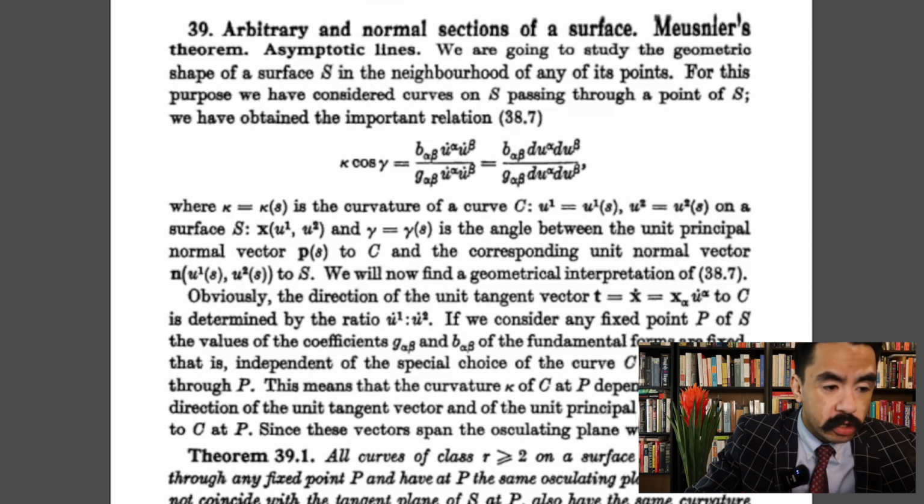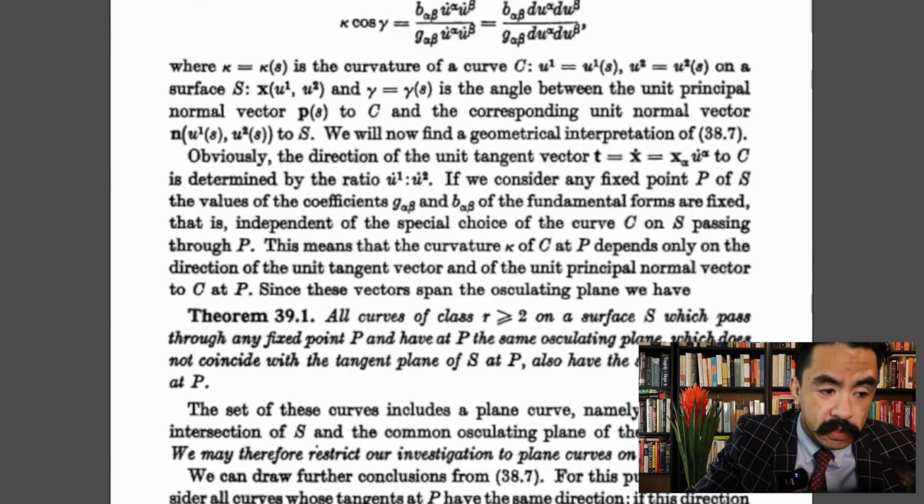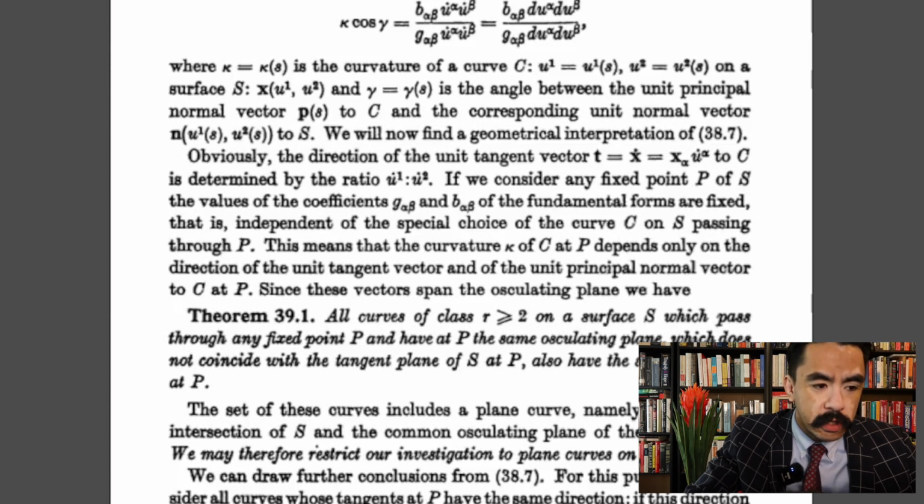We will now find a geometrical interpretation of this relation for kappa times cosine of gamma. Obviously, the direction of the unit tangent vector t equal to x dot, equal to x sub alpha times u alpha dot, to capital C is determined by the ratio of u1 dot to u2 dot. If we consider any fixed point capital P of capital S, the values of the coefficients g sub alpha beta and b sub alpha beta of the fundamental forms are fixed, that is, independent of the special choice of the curve capital C on capital S passing through P.